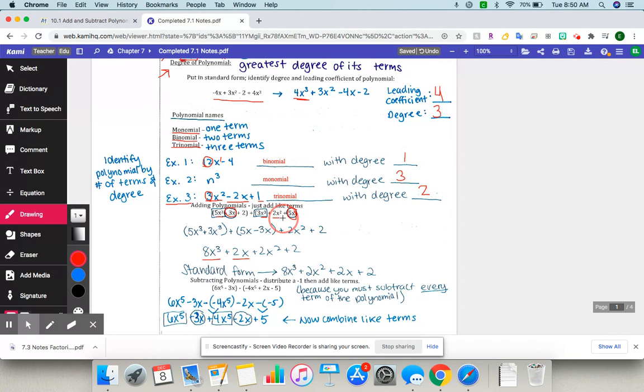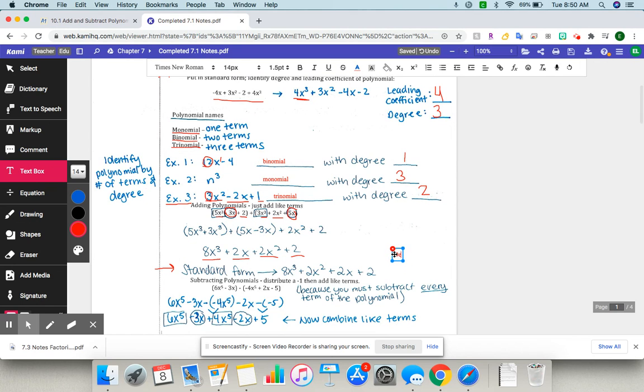There is nothing to combine with 2x squared, so that remains the same. And the same goes for 2. There's nothing to combine with it. So my final polynomial, and down here I've written in standard form, is 8x cubed plus 2x squared plus 2x plus 2. And this would have a degree of 3. Also, notice this has 4 terms, so we would just simply call it a polynomial. Anything with more than 3 terms would just be a polynomial, poly meaning many.